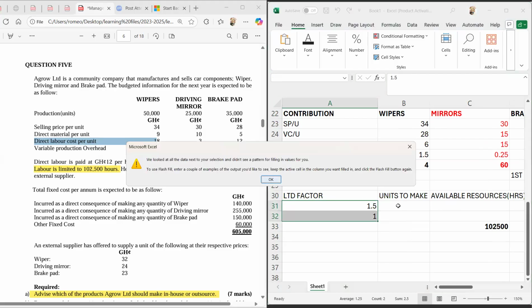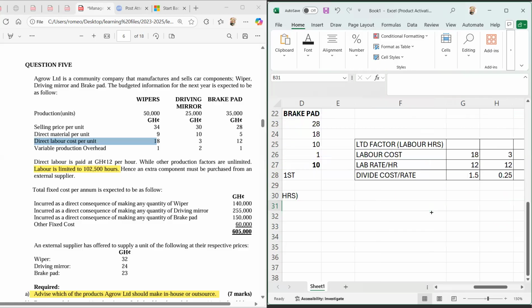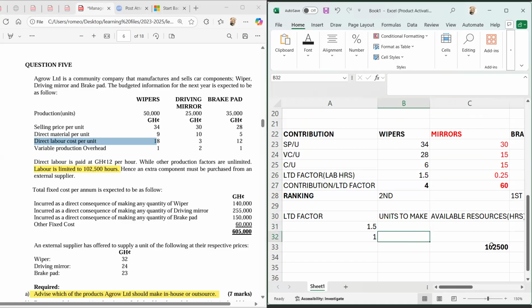You cannot align. So how many units can we make with this one? First of all, how many units are we making for this? This one is in hours. Sorry, let me bring the hours here.